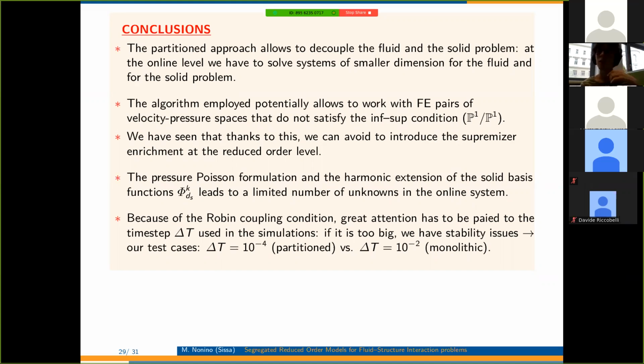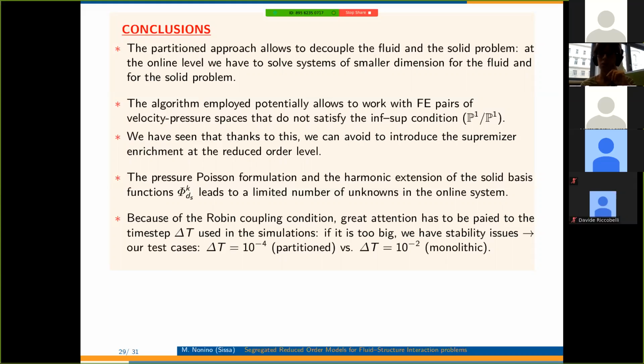And also the algorithm that I showed you, so the Chorin-Temam projection-based semi-implicit scheme, allows you to work even at the finite element level with pairs of fluid velocity, fluid pressure spaces that do not necessarily satisfy the inf-sup condition, such as P1, P1. And thanks to this, at the reduced order level, we can avoid using a supremizer enrichment technique to obtain a good approximation of the fluid pressure. So again, this means that we have a good control on the number of unknowns that we use in the online phase of the method.